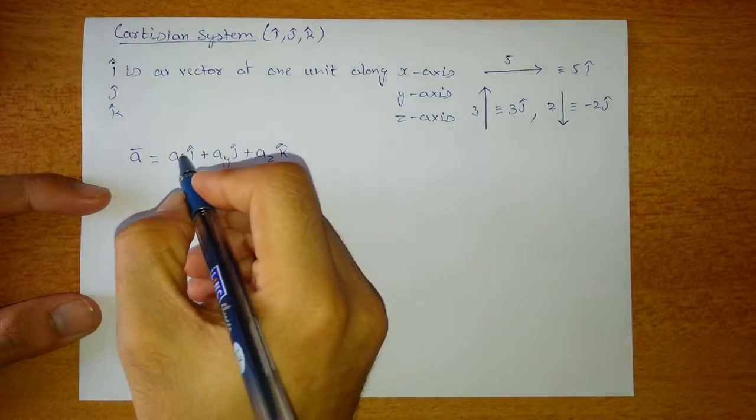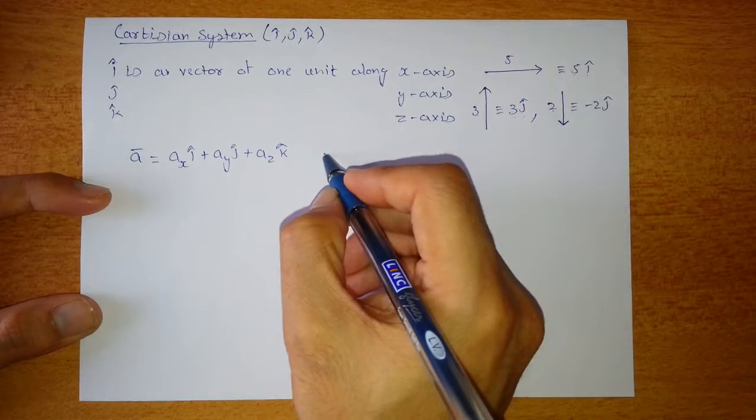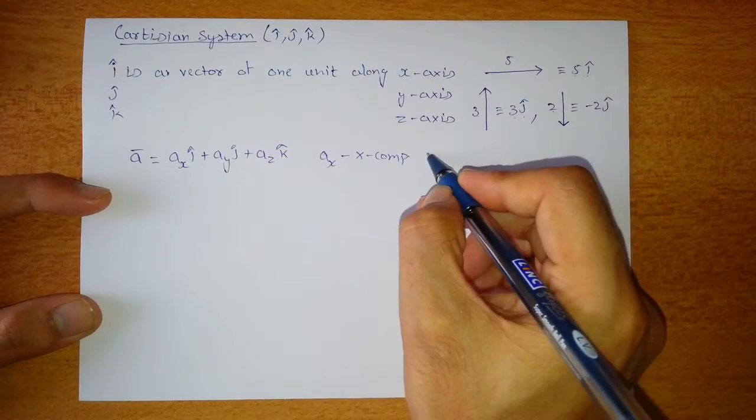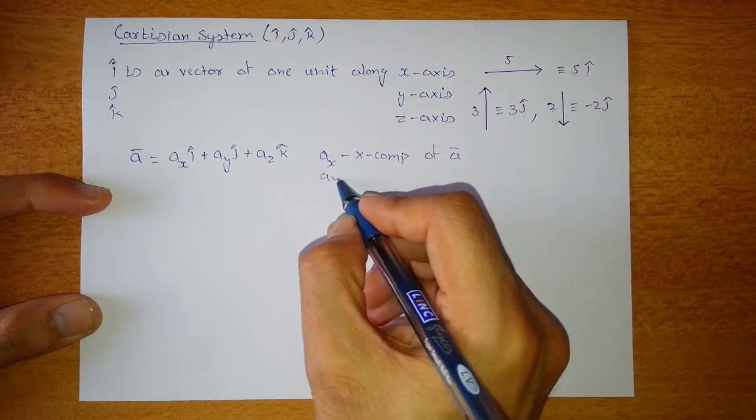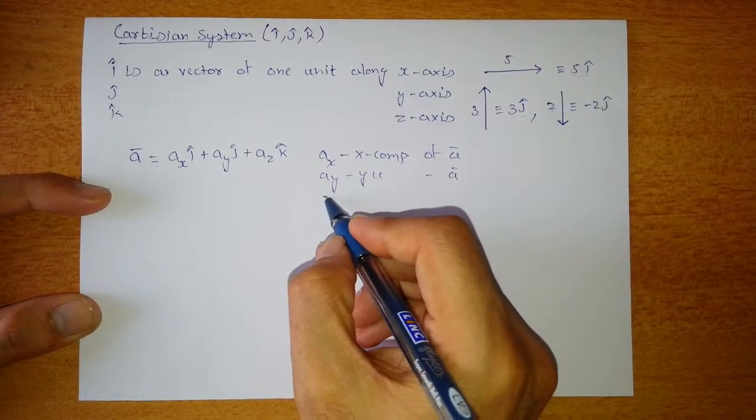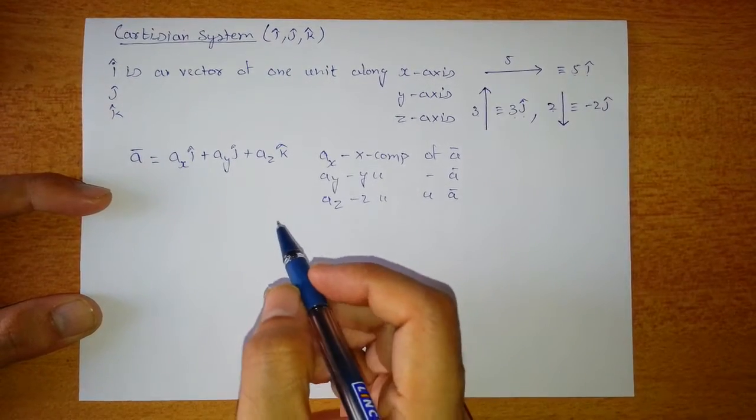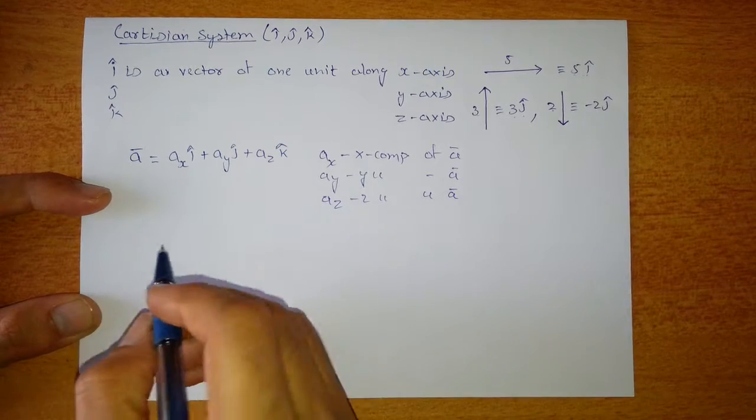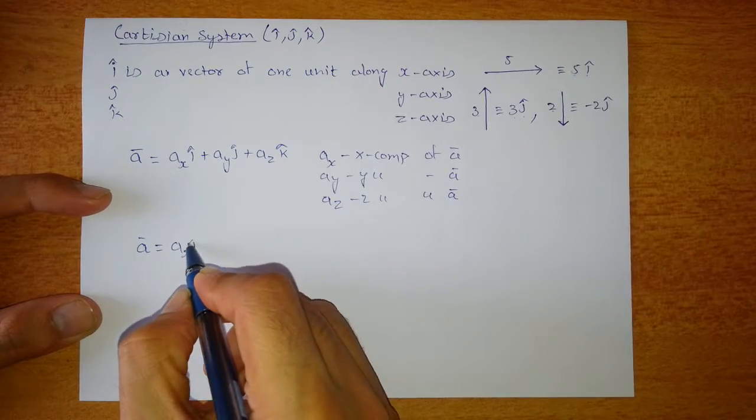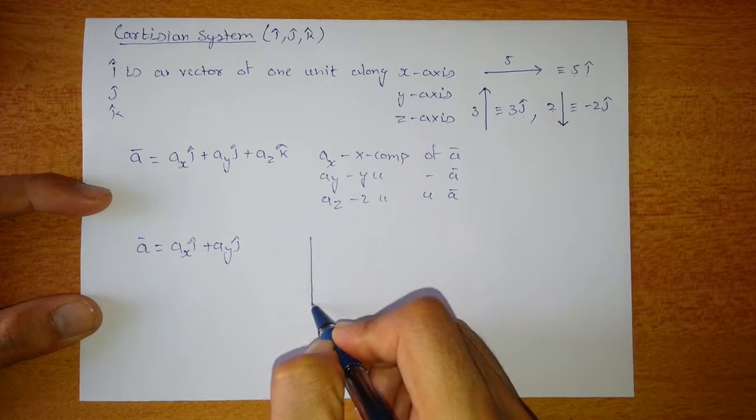Let a vector A be represented as ax i cap, ay j cap, and az k cap. Ax will be called the x component of vector A. Ay is the y component of vector A, and similarly az will be the z component of vector A. So let's start simple with two components. Let's say vector A has only two components, x and y. So we can represent the vector like this.